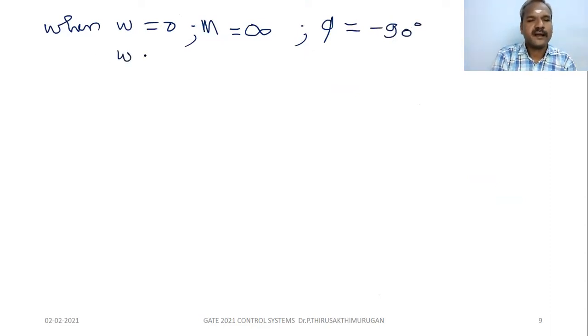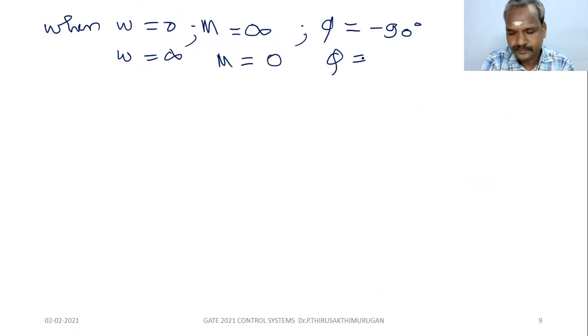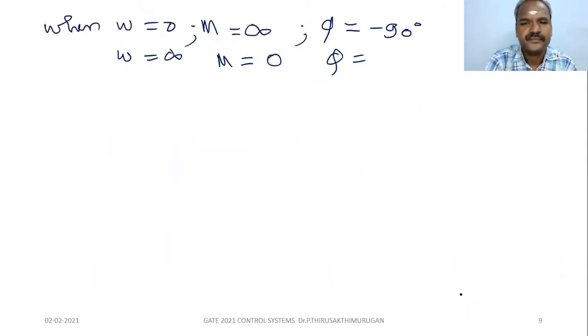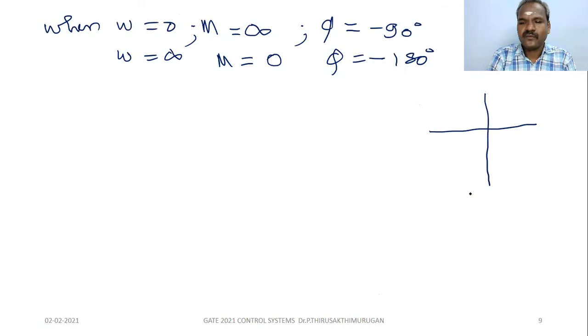When omega equals infinity, what is the magnitude? Magnitude is 0. What is the phase angle? Minus 90 minus 90, which is minus 180. So the polar plot starts when omega is 0, where magnitude is infinity at an angle of minus 90.